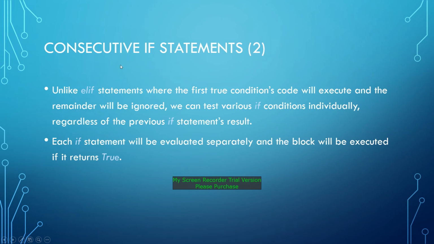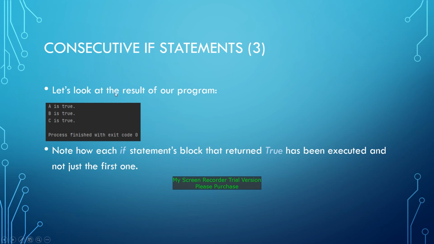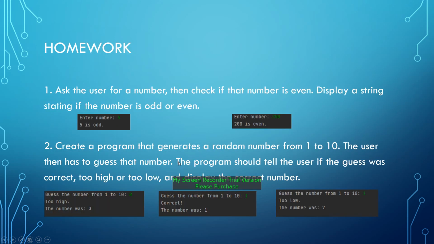All right. So as I said, consecutive if statements. Unlike our else if statements, where the first true condition's code will execute and the remainder will be ignored, now using consecutive if statements individually, they are compared by the compiler separately from each other. So each if statement will be evaluated separately and the block will be executed if it returns true. So also, as we just saw, all three of these if statements executed, even though all three of them were true. Okay, so not just the first one.